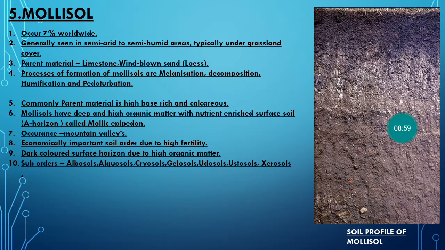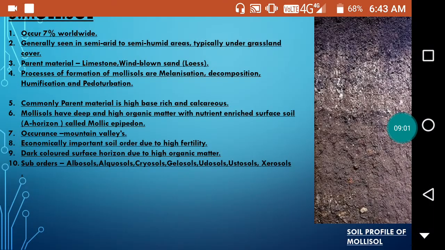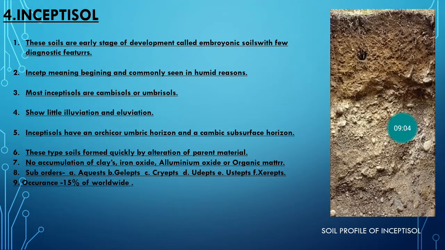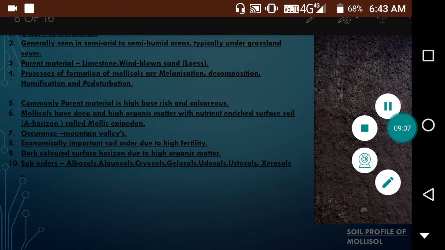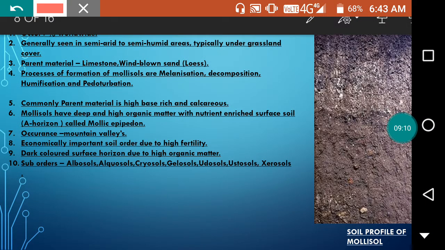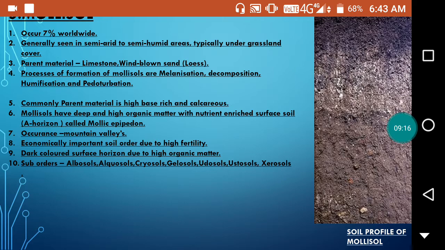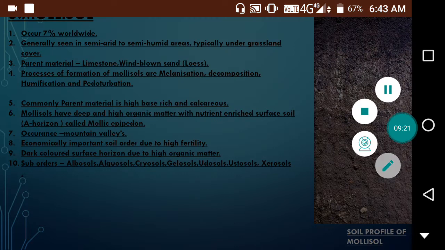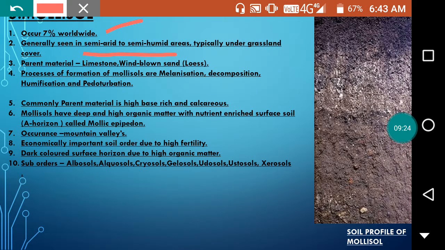After that there is a fifth soil order, mollisol. Okay, we will discuss mollisol. Mollisols occur on 7% worldwide. See here, mollisols are commonly seen on 7% worldwide, and generally seen in semi-arid to semi-humid areas, typically under grassland. See here, this is the area given, and this is the 7% worldwide. And the parent material is limestone and wind-blown sand, which is also called loess. Loess is nothing but sand that is blown by wind and deposited, then it is called loess.